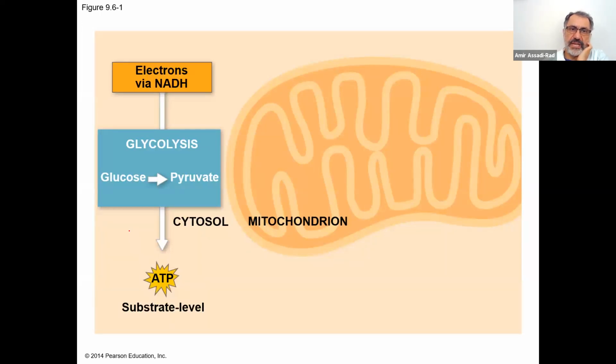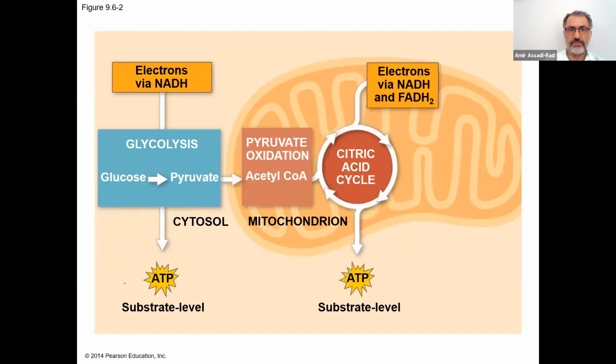Electrons go via NAD. In glycolysis, when a glucose molecule becomes pyruvate, the complete definition of glycolysis is when 1 molecule of glucose becomes 2 molecules of pyruvate. Glucose has 6 carbons, pyruvate has 3 carbons. It happens in the cytoplasm. And of course, it releases some ATP. It's not much, not enough for all of the activities we do. And then the pyruvate goes to the mitochondria.